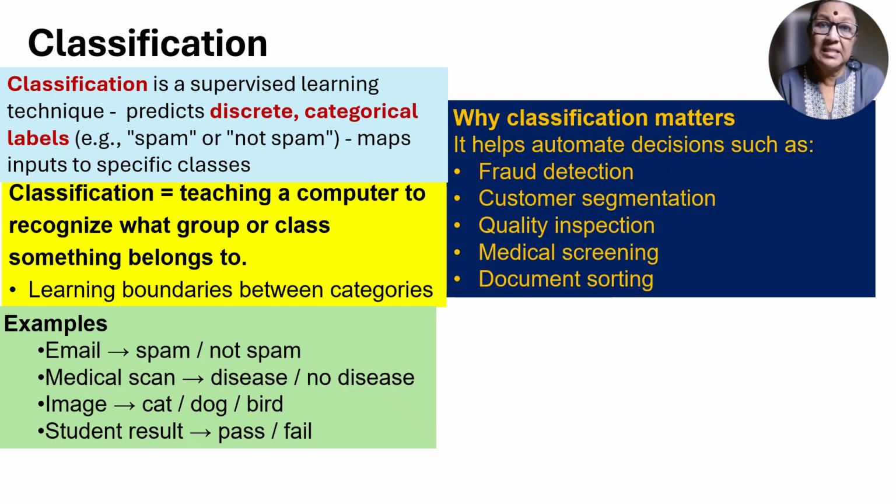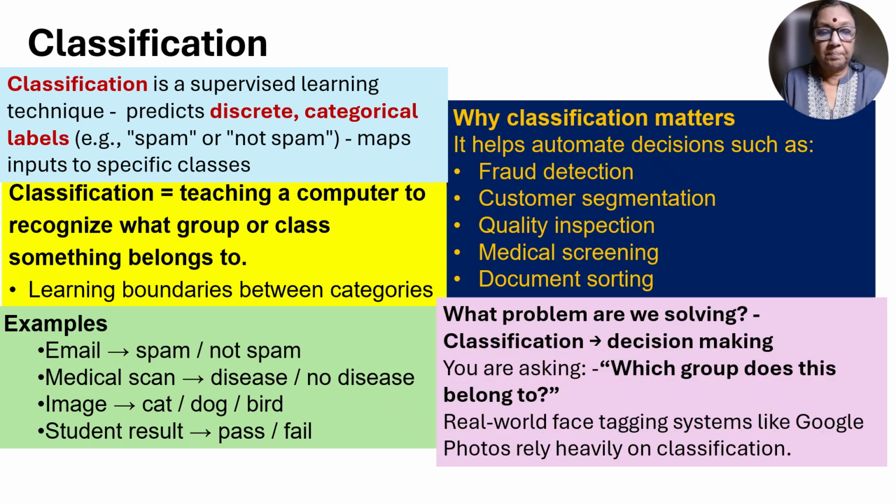Now, why does this matter? You can use classification in fraud detection, customer segmentation, quality inspection, medical screening, document sorting, and so on. Actually, what problem are we solving? We are solving decision making: which group does this particular input belong to? Real world image tagging systems like Google Photos use classification to tag photos.